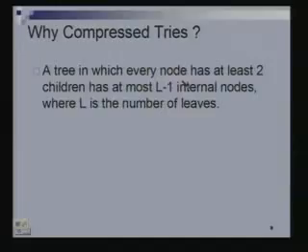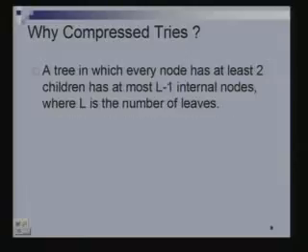A tree in which every node has at least 2 children. By that I mean, except leaf nodes clearly. Leaf nodes don't have any children. A tree in which every node has at least 2 children has at most L minus 1 internal nodes, where L is the number of leaves. If every node has at least 2 children, then the number of internal nodes is not too much.